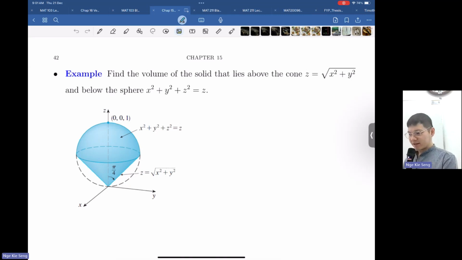Do some double integral exercise. Try to find the volume of the solid that lies above the cone z equals square root of x squared plus y squared, and below the sphere x squared plus y squared plus z squared equals z.